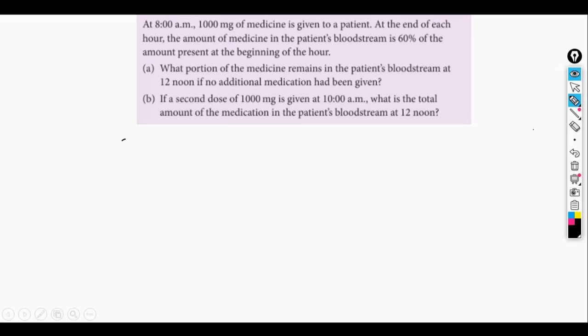given? So this is obviously a geometric sequence, and the first term is going to be 1,000, the initial amount of medicine, and the common ratio is 60%, so this is going to be 0.6. Therefore, the amount of medicine present in his bloodstream would be equal to 1,000 times 0.6 to the power of n minus 1, where n is the time in hours.